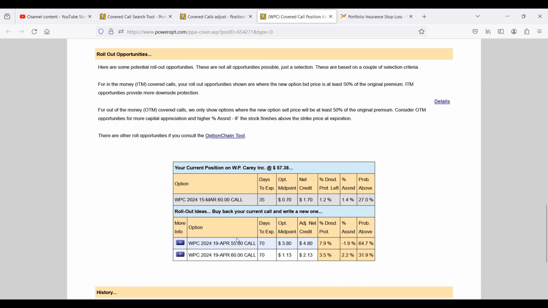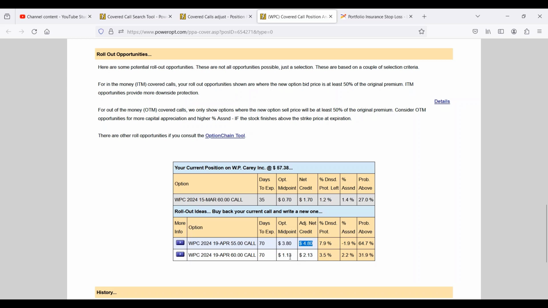And down below, we have the new rollout opportunities. So we originally sold for $1.70, and we could buy this back for 70 cents. So we're going to keep $1 premium. And it shows we can go to the slightly in the money April 55 call for a premium of $3.80. With my initial dollar that we kept here from this decay in the call premium, my new adjusted credit would be $4.80.